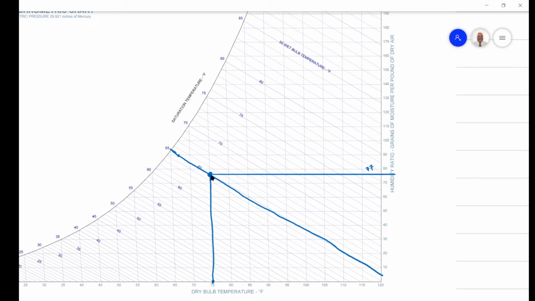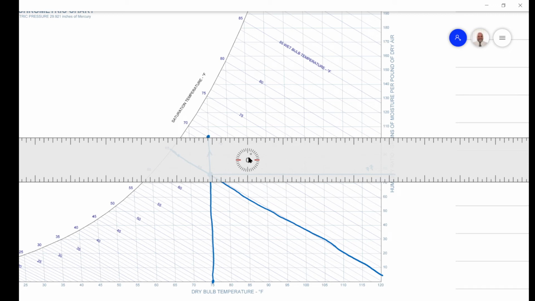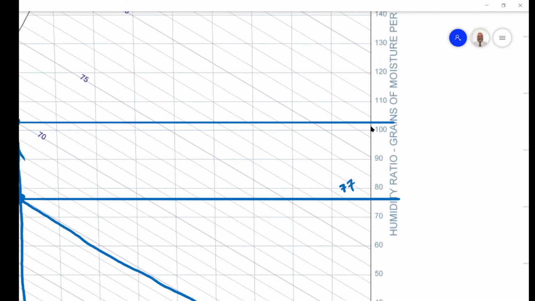And if I increase the humidity, I can simply increase it without changing the dry bulb temperature. And I can go further, which is here, all right? And that means I have increased the grains of water from 77, which is here, to let's say 103, which is here, and that is an addition of 26 grains of water.